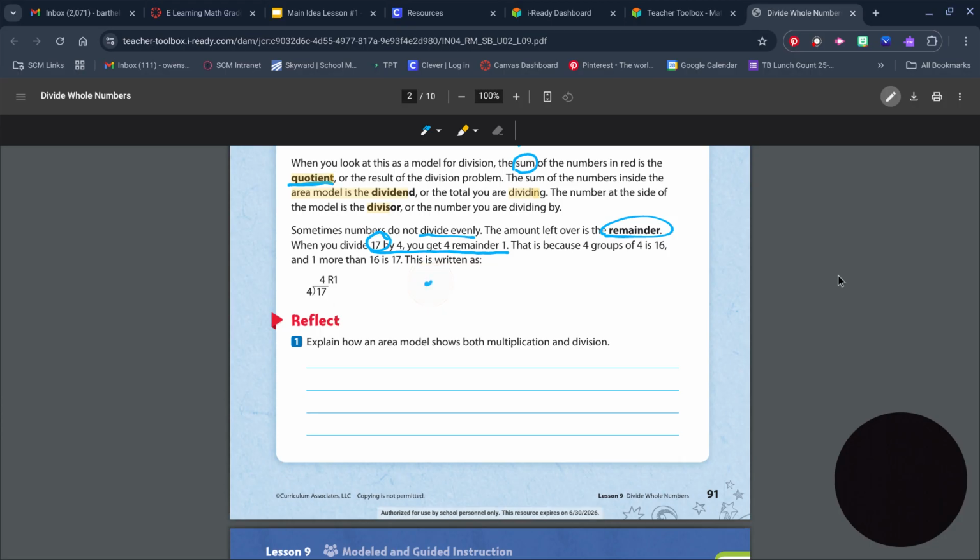So let's just picture this. 1, 2, 3, 4, 5, 6, 7, 8, 9, 10, 11, 12, 13, 14, 15, 16, 17. Okay, and you've got 4 friends. So 4 friends means friend 1, friend 2, friend 3, friend 4. They each are going to get 4. That means 4 groups of 4 equals 16.